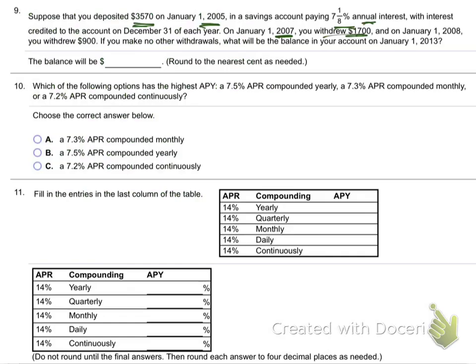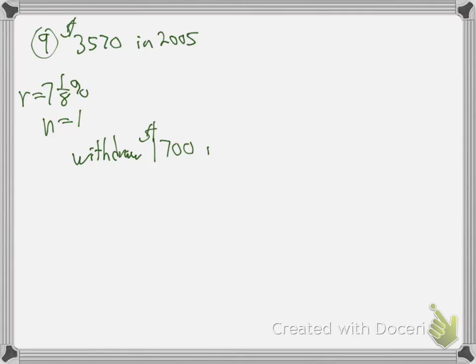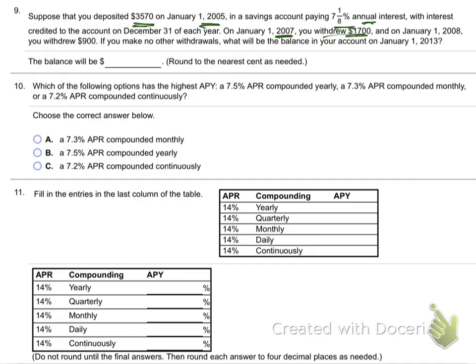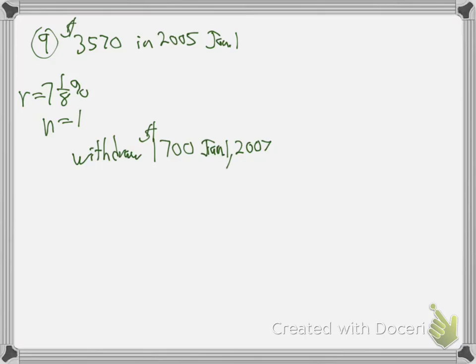And that was January 1st, 2007. It's 2 years after? Yeah, exactly. That was January 1st, 2005. Okay, let's just do that first step.